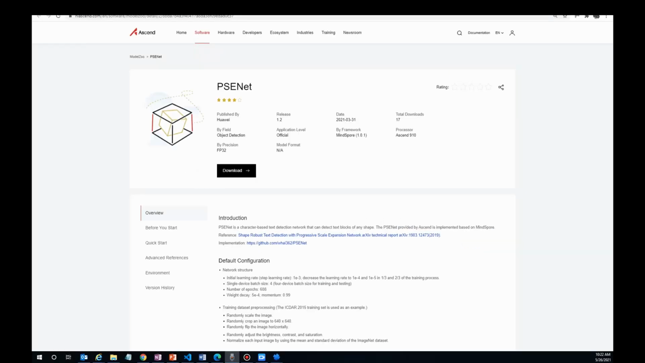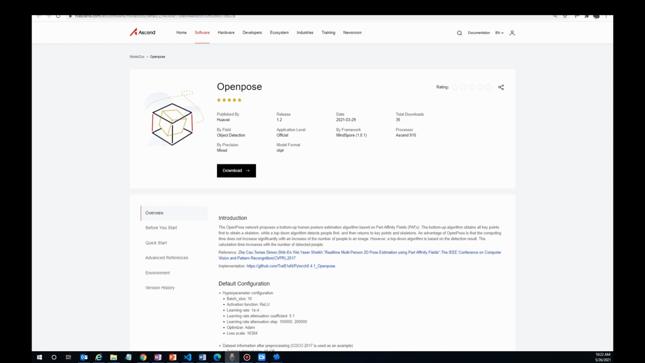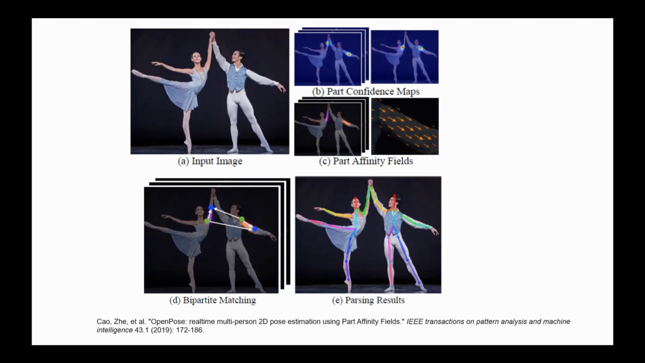The pscnet is a character-based text detection network that can detect text blocks of any shape. Next, we look at OpenPose. This is a bottom-up human pose estimation algorithm based on the idea of part affinity fields. This model is used to get key points, first corresponding to a skeleton, and then match parts to people to obtain their complete pose information.